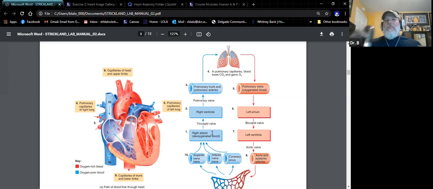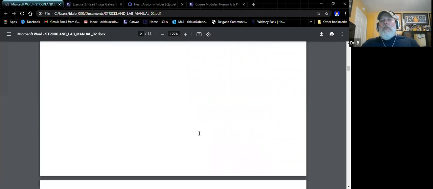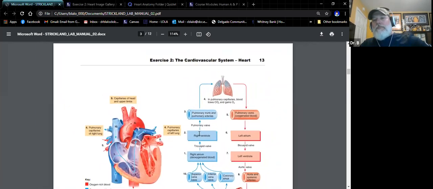Does everybody understand the flow as we move through the heart and as we move through the body? That's the easy part. So, any questions about that before we head on?